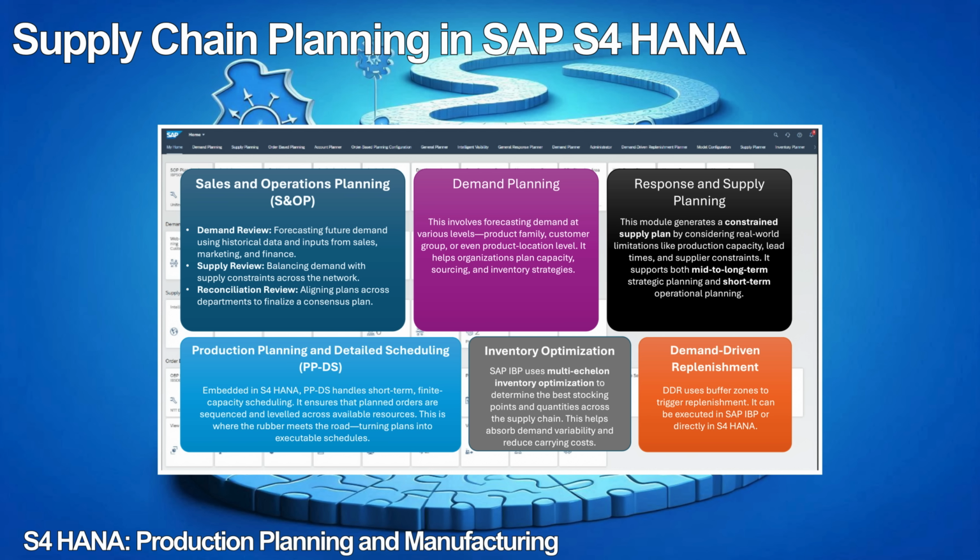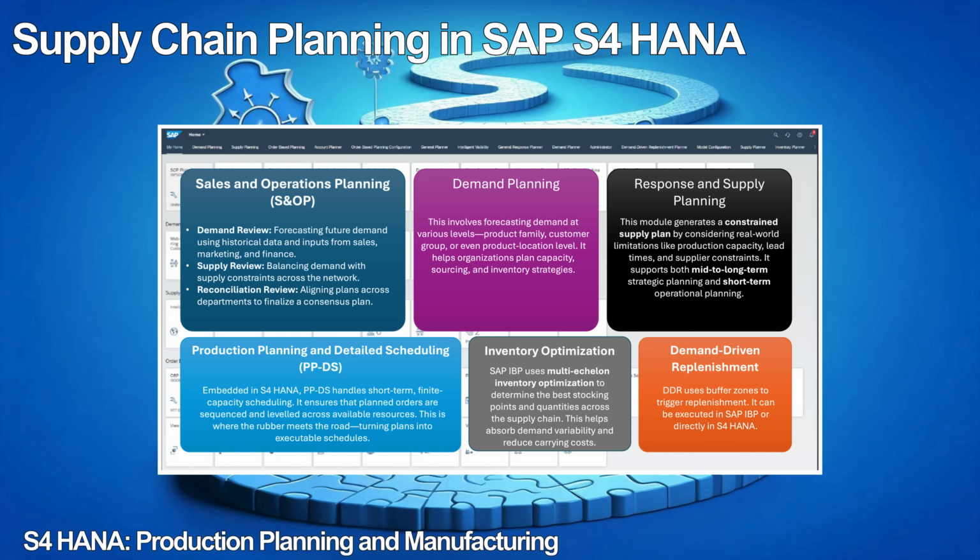Also, inventory optimization. SAP IBP uses multi-echelon inventory optimization to determine the best stocking points and quantities across the supply chain. This helps absorb demand variability and reduce carrying costs. Not only that, demand-driven replenishment, DDR, based on the DDMRP methodology. DDR uses buffer zones to trigger replenishment. It can be executed in SAP IBP or directly in S/4HANA.